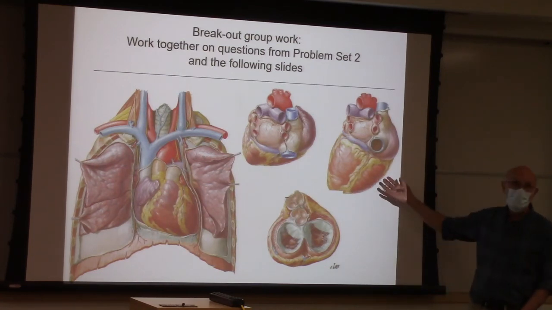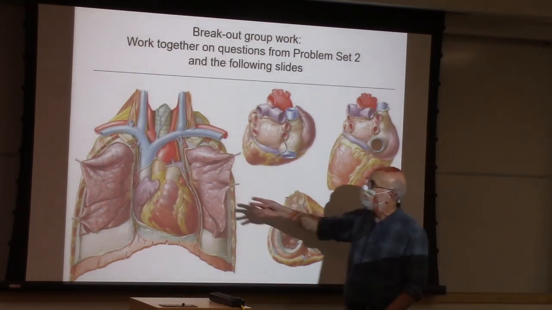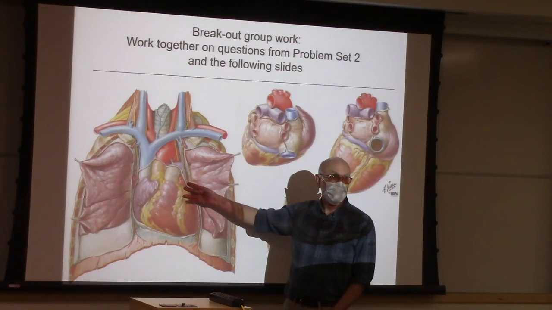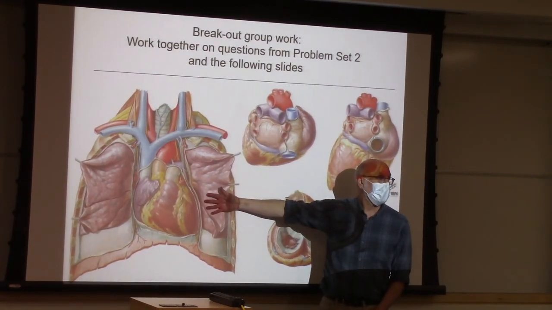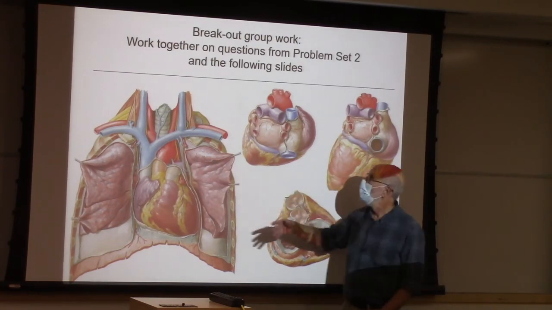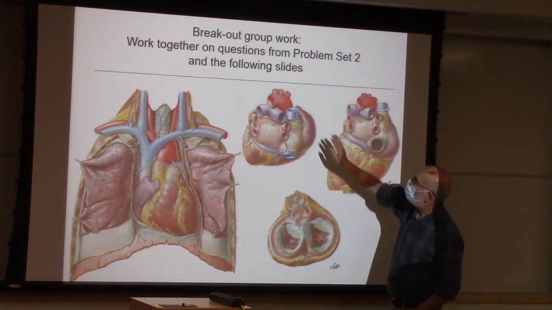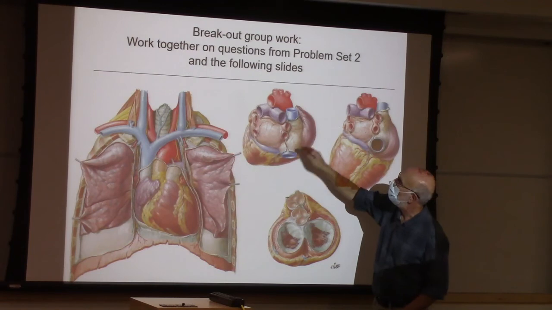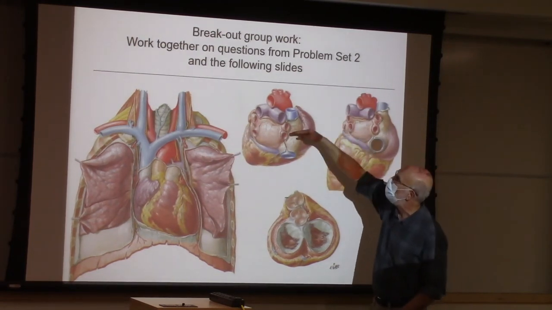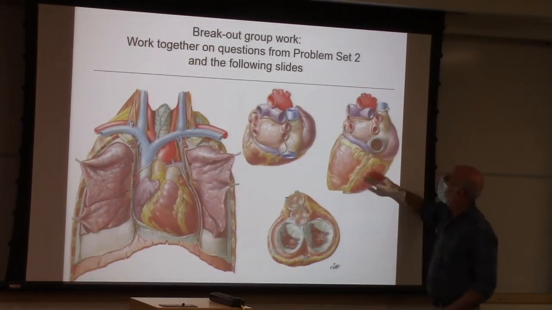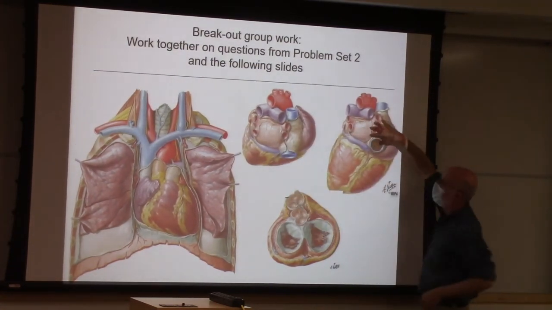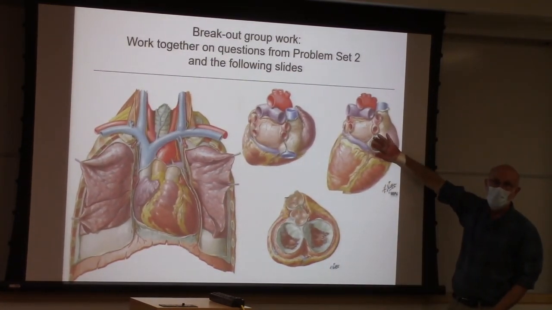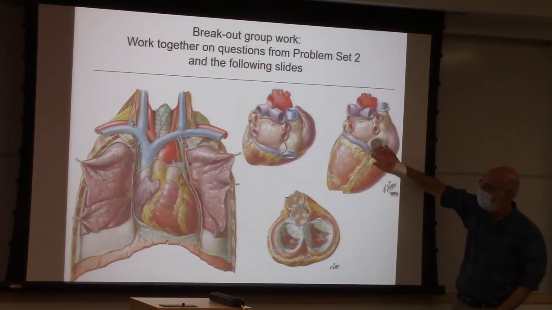So here are some images of the heart, and you might want to annotate them with labels. We saw this in the lab, something that looks an awful lot like this. Here is a posterior superior view of the heart. This is the same picture, just rotating, so you could get oriented and label this one.